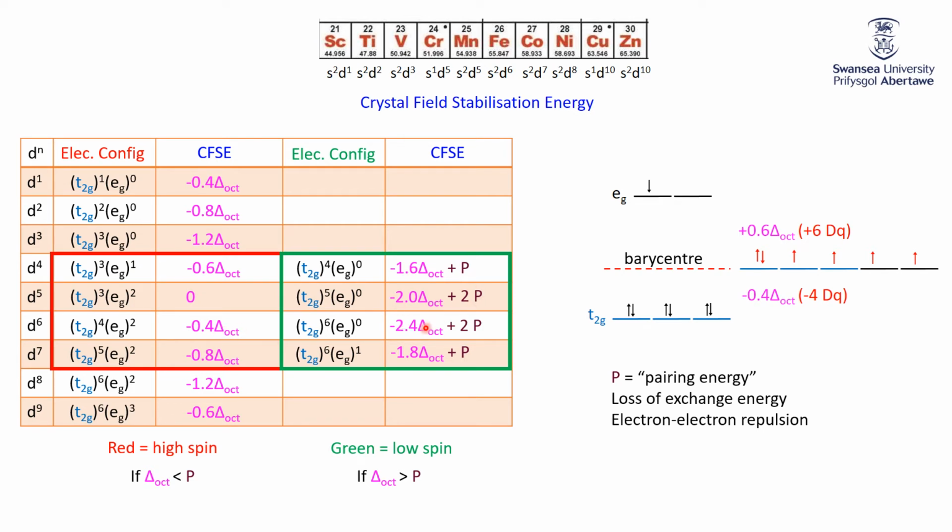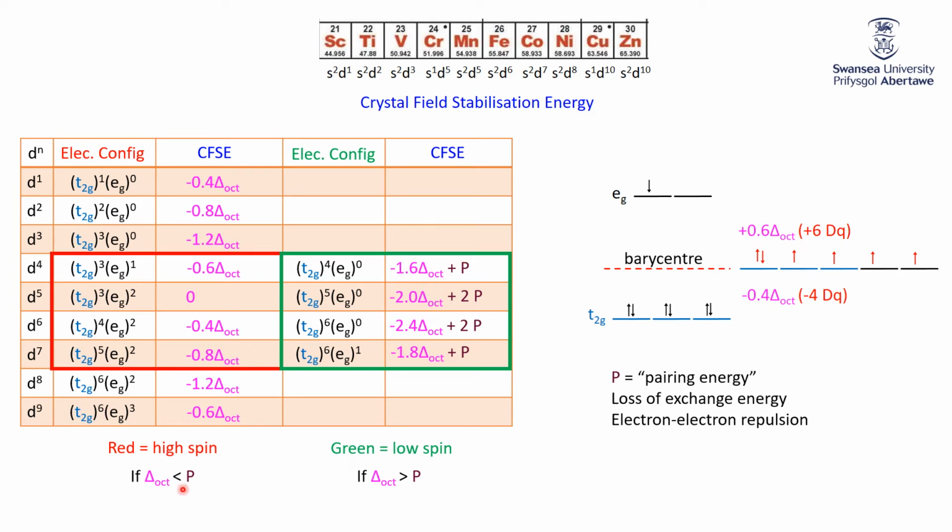Again here, 0.4 to 2.4 is a 2 delta oct stabilization for the low spin, but you've got 2P destabilizing it. And here there's a change of 1 delta oct or 1P. Okay, so essentially the differences between the low spin and the high spin come out to be a whole number of delta octs and the equivalent whole numbers of P's.